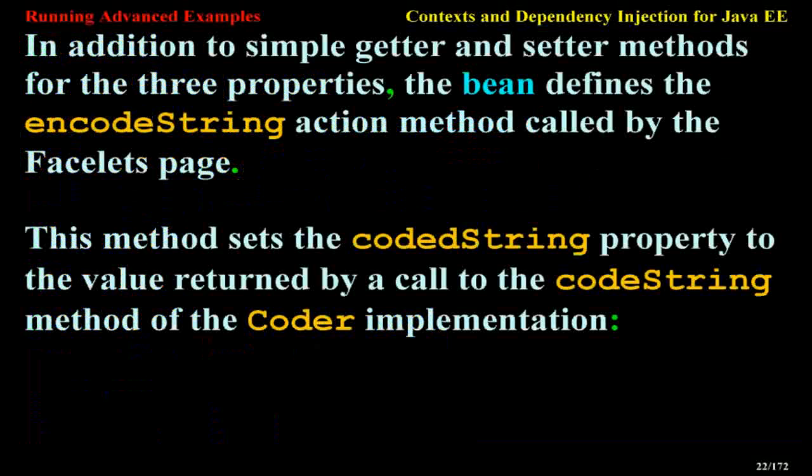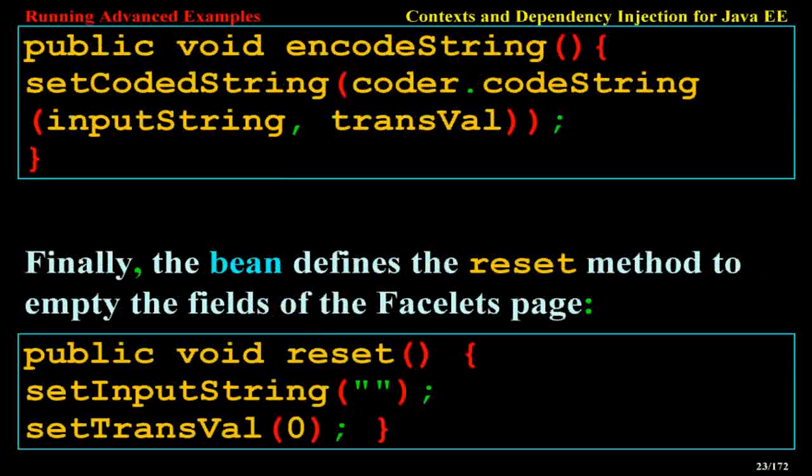In addition to simple getter and setter methods for the 3 properties, the bean defines the encodeString action method called by the Facelets page. This method sets the codedString property to the value returned by a call to the codeString method of the Coder implementation: public void encodeString() { setCodedString(coder.